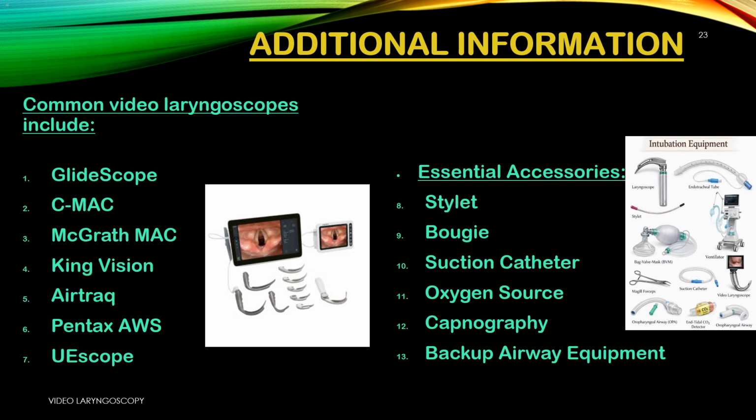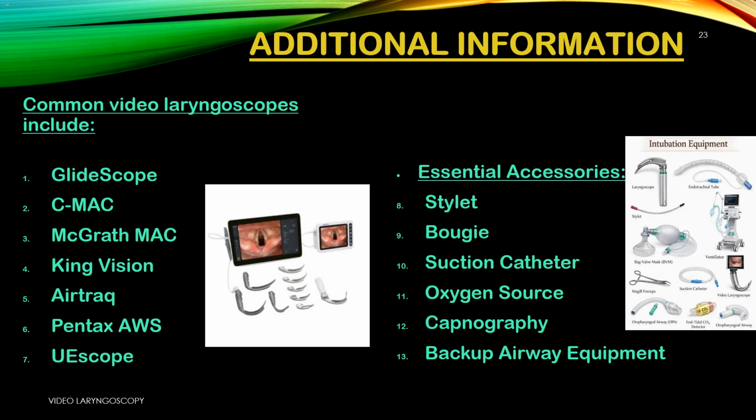Additional information. Common video laryngoscopes include: 1. GlideScope. One of the most widely used hyperangulated video laryngoscopes. Good for difficult airways. 2. C-MAC. Looks like a direct laryngoscope but with a camera. Can be used for direct or video view. 3. McGrath Mac. Portable, battery-powered, and often disposable blade. Good for emergencies. 4. King Vision.